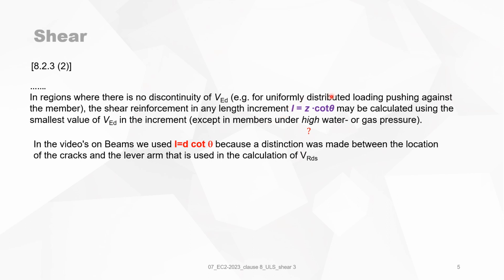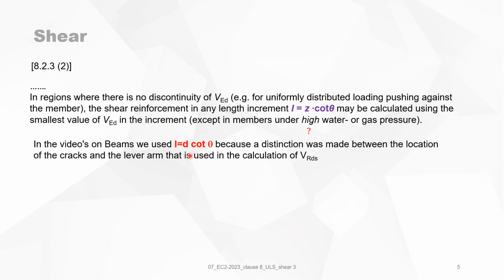In the videos on beams, I used the same clause, but instead of z cotangent theta, I used d cotangent theta. And in fact, this is not like it was meant in the code. This was used many years ago, in the years 1980, 1985, when d cotangent theta was used. But in the Eurocode, it is clearly stated z cotangent theta.